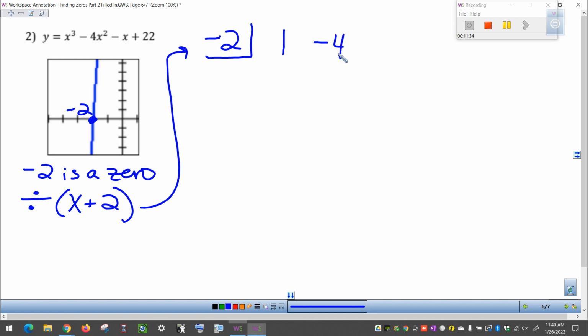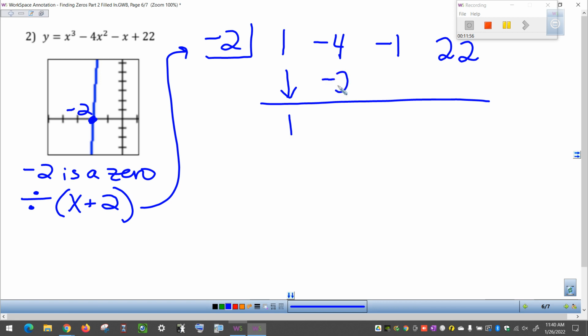We've got a couple negative signs here that we don't want to miss. So we've got 1, -4, -1, and then 22 at the end. And let's go ahead and go through our synthetic division steps. So again, we're going to bring that first coefficient down to the very bottom. That 1 is going to multiply by the -2 in the box.